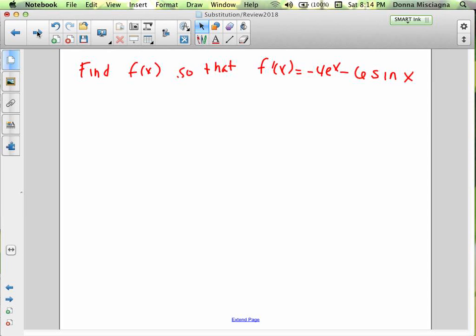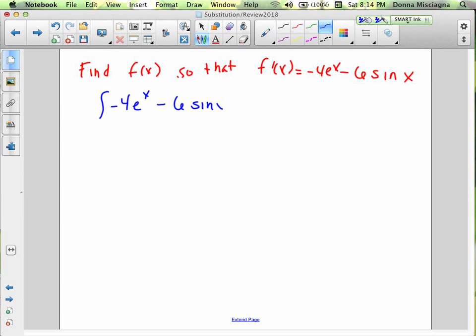Find f of x so that the derivative is negative 4 e to the x minus 6 sine x. So we're given that, so that's the derivative. We want to find who has that function as its derivative, which means we want to integrate. So we're going to integrate the negative 4 e to the x minus 6 sine x dx.